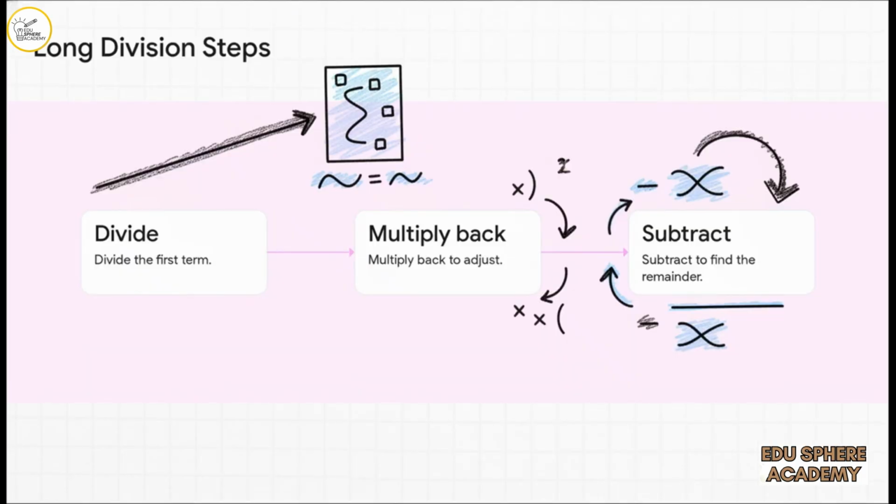Here is exactly how that loop works in 3 simple steps. First, you just divide the leading term. So if you're dividing an x cubed expression by x plus 2, you just divide the x cubed by x to get x squared. Boom.